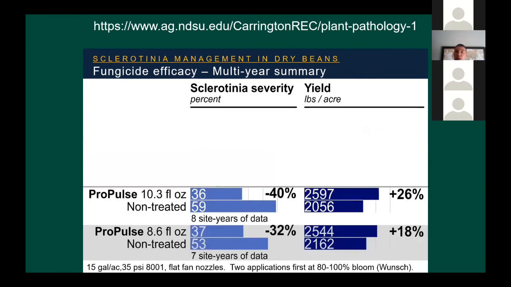Same thing with Propulse. Without going into too much detail here, you also see that. This is a difference between 10.3 and 8.6. That's not really a huge difference, but even in that amount, you can see the rate effect. So in particular with Topsin or T-methyl, especially under high disease pressure, stick with that mid-rate or higher.